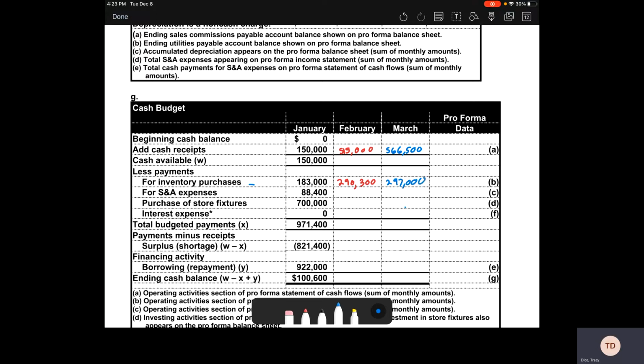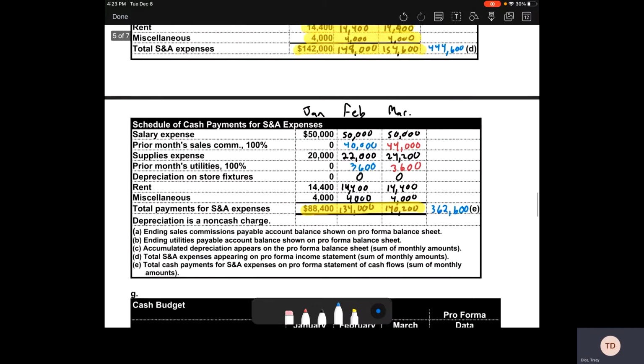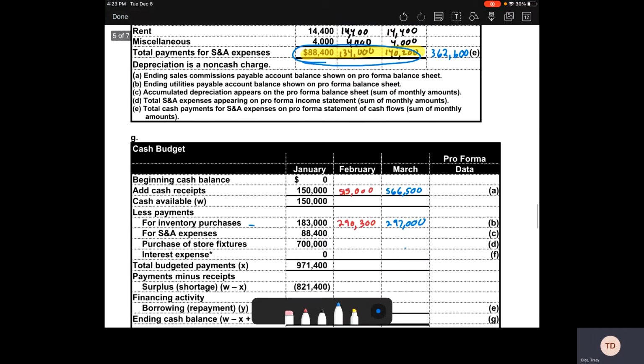Selling and administrative expenses, we've got to go put those in. Let's go back to our selling and administrative expenses. Oh, that's right there. The 88,400, the 134,000, and the 140,200.